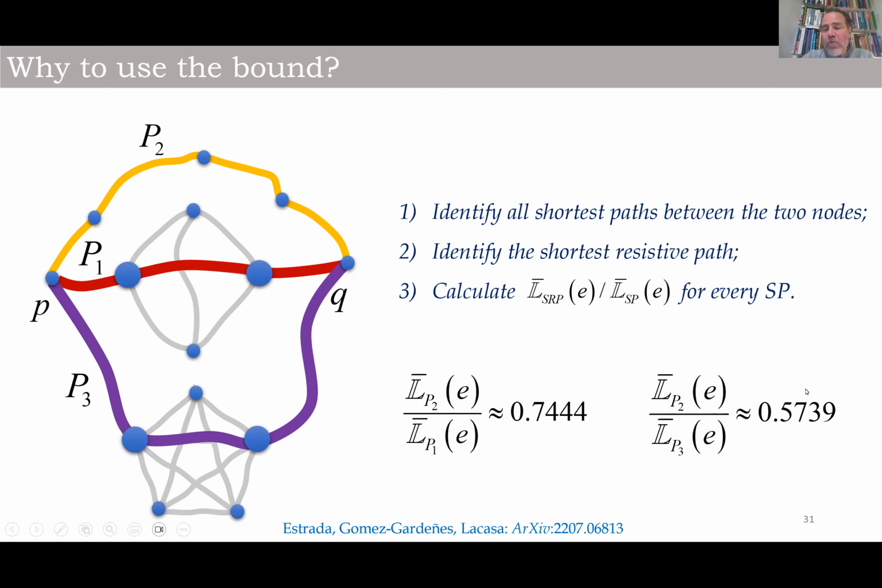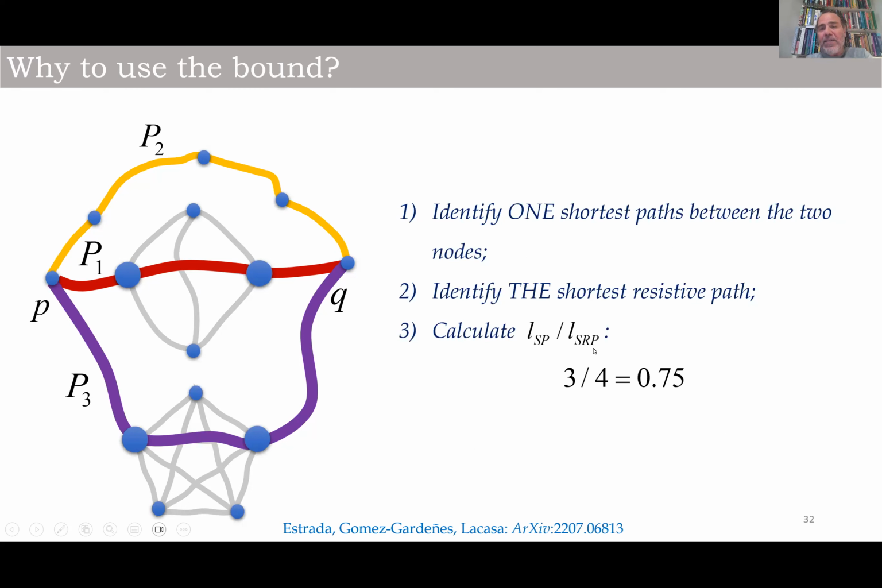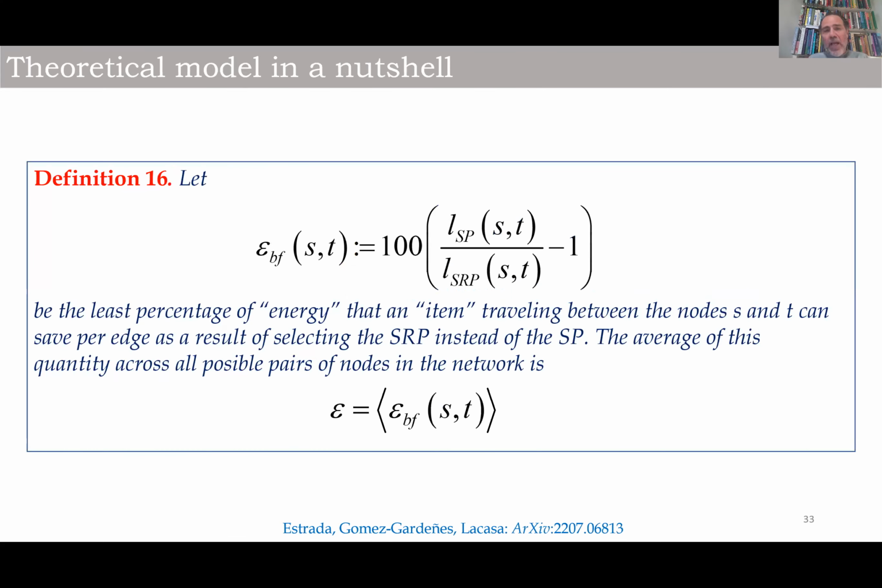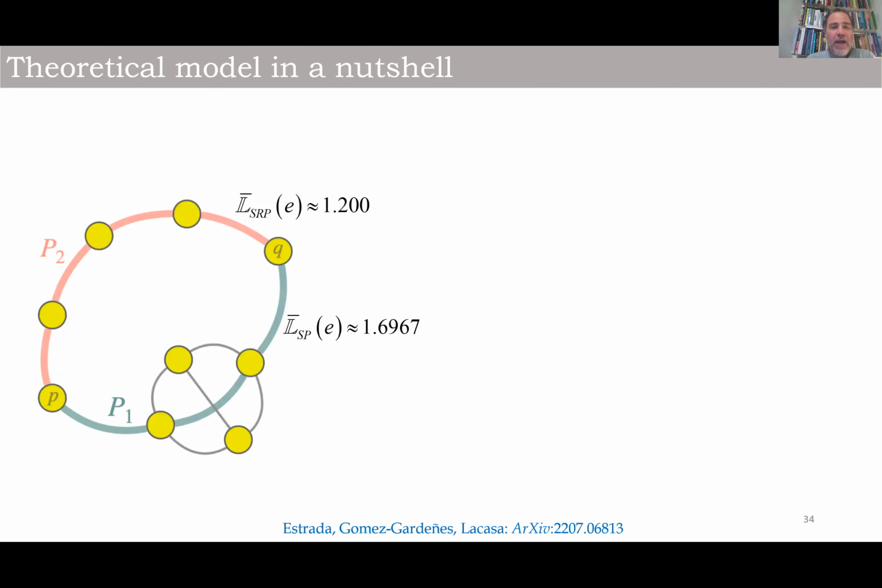Here you save more, you save almost 43% of energy if you go by P2 than if you go by P3. But see that in any case, the least that you can save is 25%, and this is given by this expression here. So now you can put this for the whole network. You can calculate this difference for every single pair of vertices in the graph and take the average among all the pairs of vertices in the graph. And here you have the result.